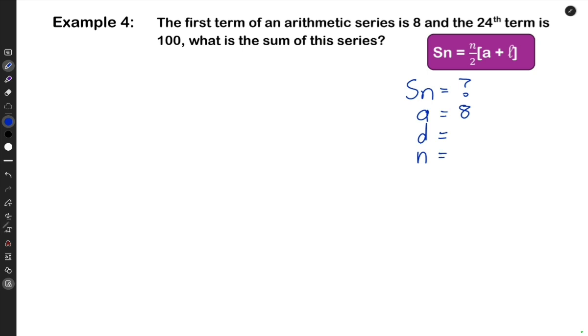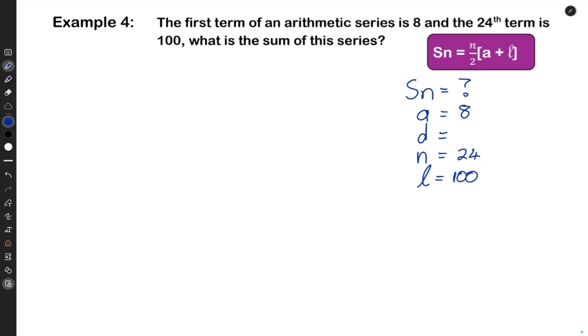So now I'm stuck with a little problem, because the big formula has a D in it. But they tell me the 24th term is 100, and that's the only info I have. So I'm going to now assume that this series only has 24 terms in it. So n is 24. And that would then make L equal to 100, because if it only has 24 terms, and the 24th term is 100, that is the last term.